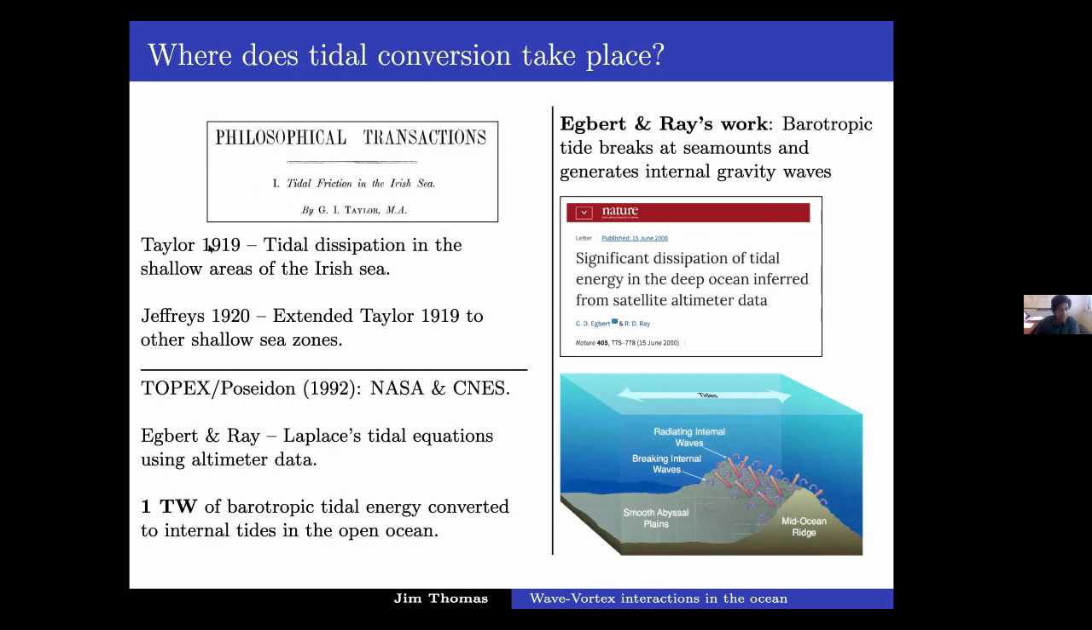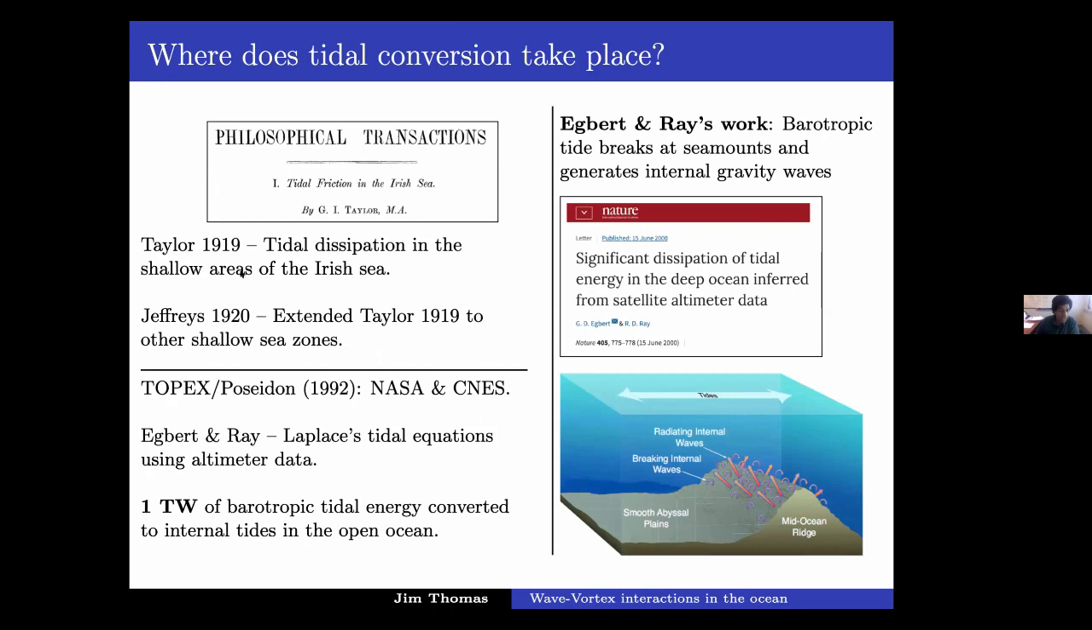Taylor was a famous fluid dynamicist. Taylor looked at a lot of problems for the first time. So this is one of the problems that he looked at for the first time in the fluid dynamic community, tidal dissipation. So Taylor made an estimate for the dissipation of barotropic tide in the Irish Sea. The Irish Sea is a shallow oceanographic region, and Taylor, usually using fluid dynamic drag calculations, made an estimate for the dissipation of tidal energy in the Irish Sea.